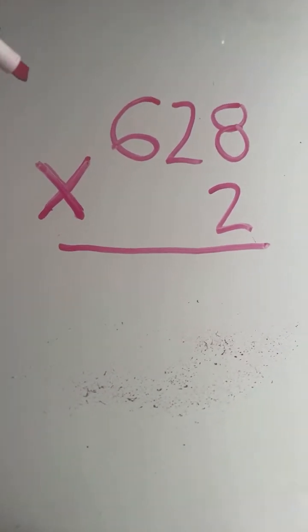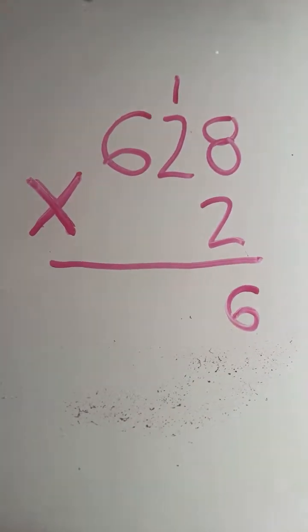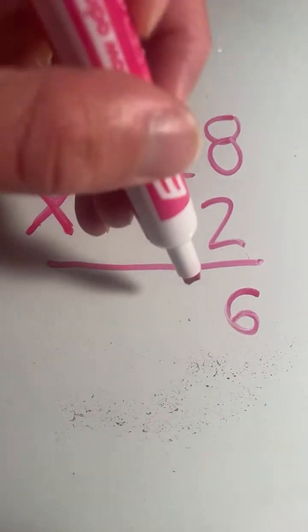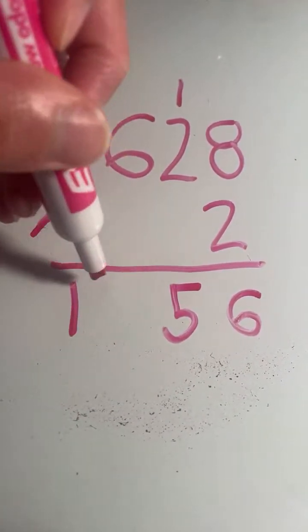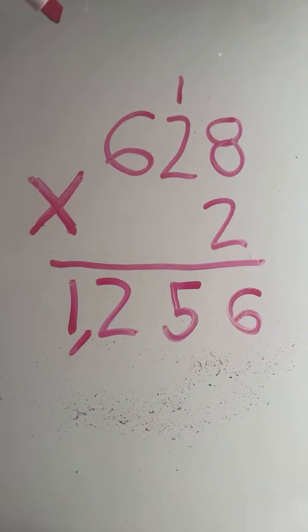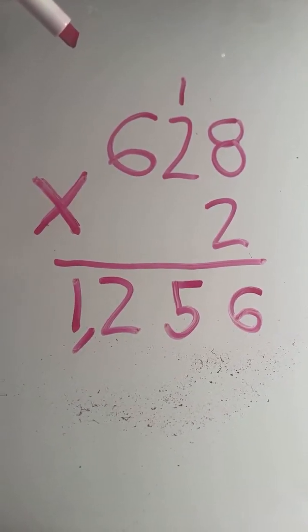Starting in the ones place, 8 times 2 equals 16. 6, carry the 1. 2 times 2 equals 4, plus 1 equals 5. 6 times 2 equals 12. And we have our final answer. 628 times 2 equals 1,256. All right, moving on to what will most likely be the final problem of the video.